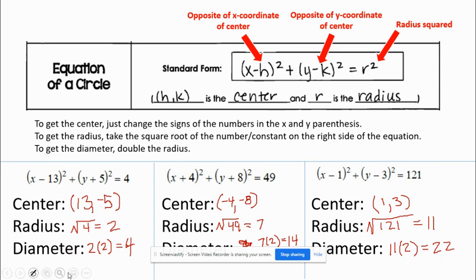I hope this helped. I hope it's a very simple lesson. It should be. It's not meant to be difficult, and we just felt you should be exposed to how the mechanics of the circle equation work.